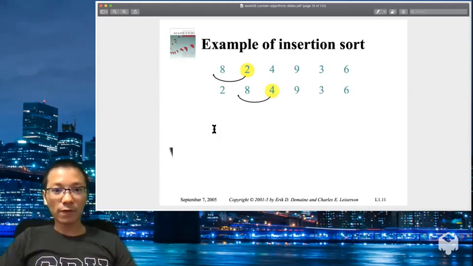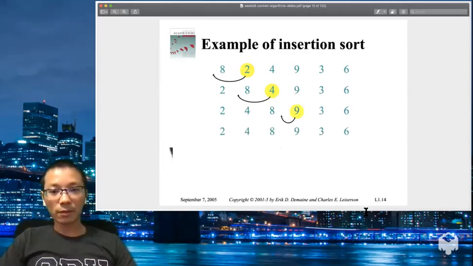Then we determine where to put the 4. Well, 4 is less than 8, so we move 8 to the right. Then we compare with the 2 and realize 4 is also greater than 2, so this is the right place for it. Then we determine where 9 goes. It looks like 9 is greater than 8, so it stays in the same place.